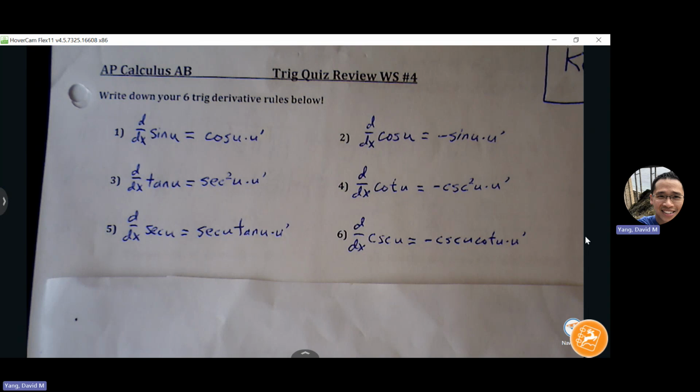Tangent and secant involve each other. Tangent is just secant squared u times u prime. Secant is just secant u tangent u times u prime. If you can figure out that pattern, then you're going to follow the same pattern over here. Cotangent is just negative cosecant squared u times u prime, and cosecant is negative cosecant u cotangent u times u prime.